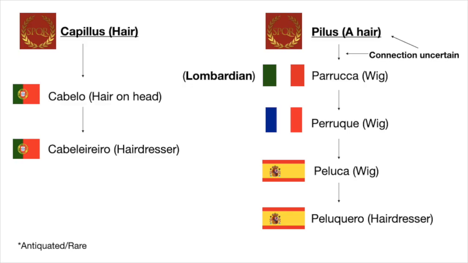In Portuguese, I have the word cabeleireiro, and then in Spanish, I have the word peluquero. So the root of those two words is different in that the Portuguese word cabeleireiro comes from the word cabelo, which means hair on one's head. The Spanish word peluquero comes from the word for a wig, which is peluca. And that word itself, peluca, comes from French, which is perruque. And then that word comes from Italian, parrucca.